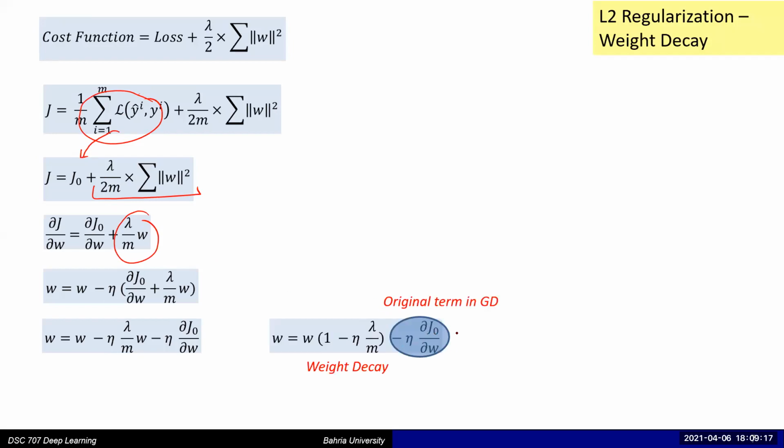As we discussed, this highlighted part is the original term in gradient descent, and this is actually called weight decay. Because instead of subtracting from W, now you are subtracting from W times 1 minus 0.2. So actually you are subtracting from 0.8 W, meaning you are taking 80% of whatever the value of W was.